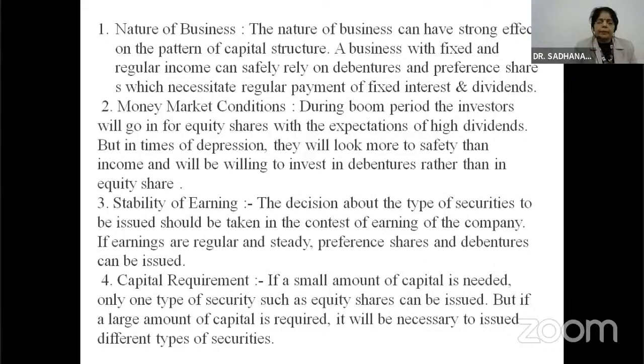And second point is money market conditions. During boom period, investors are ready to go into the equity shares with the expectations of high dividends because boom period is there. But in time of depression, they will look for safety, and they prefer to invest in the debentures or preference shares. Stability of earning. The decisions about the types of securities to be issued should be taken in the context of the earning of the company. If earnings are regular and steady, preference shares are preferred.